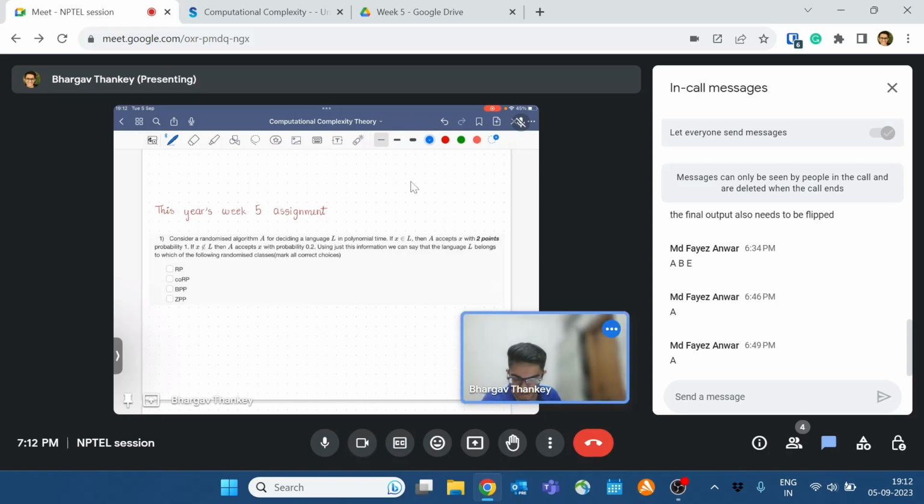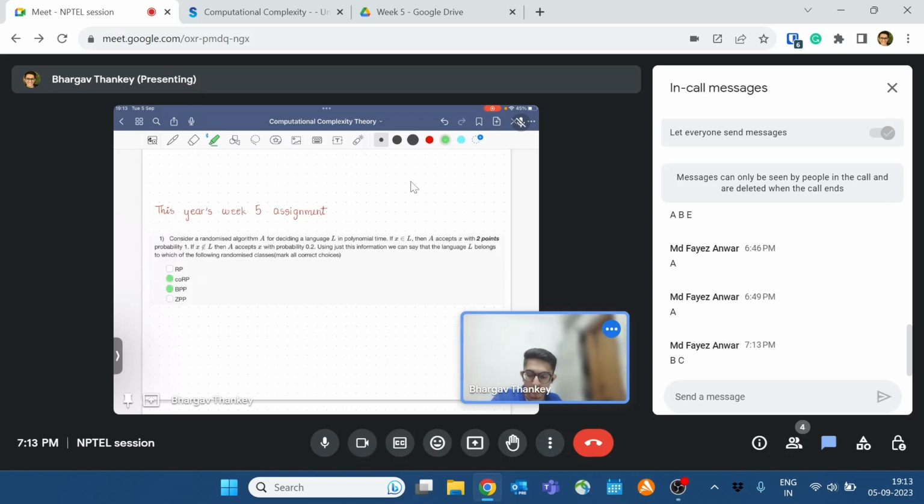Okay. So the first problem from this year's week 5 assignment is: consider a randomized algorithm A for deciding a language L in polynomial time. If x is in L, then A accepts x with probability 1, and if x is not in the language, then A accepts x with probability 0.2. Using this information, what can we say about L? It's in RP, it's in co-RP, it's in BPP, and it's in ZPP. So which of these are correct? Okay, it's in co-RP and it's in BPP.